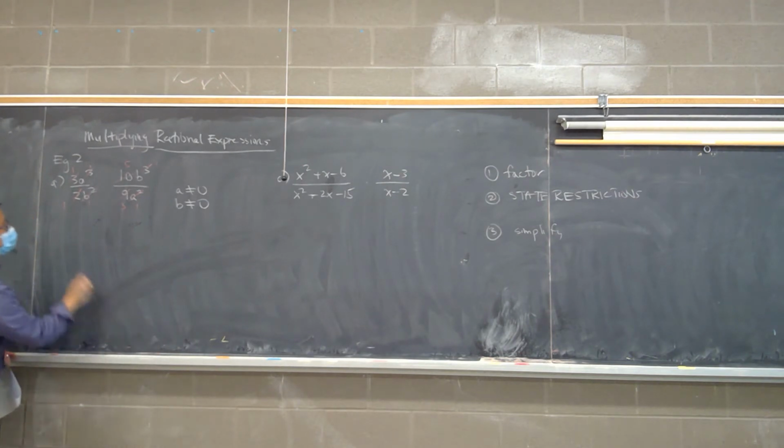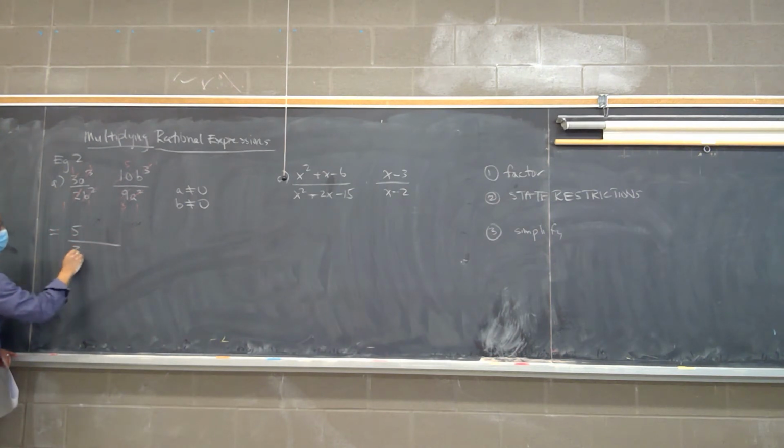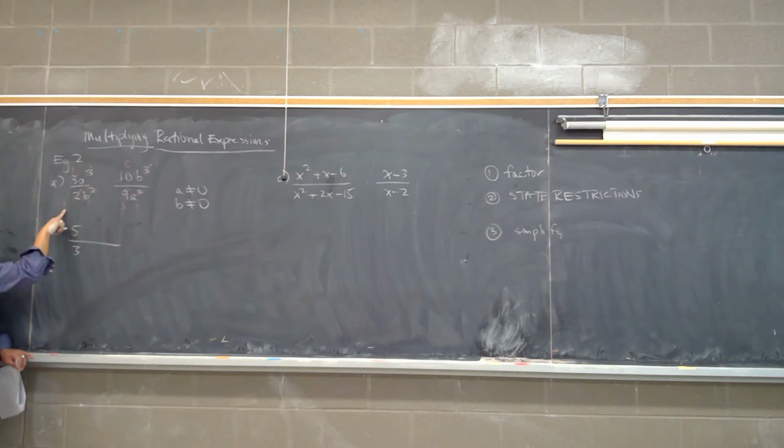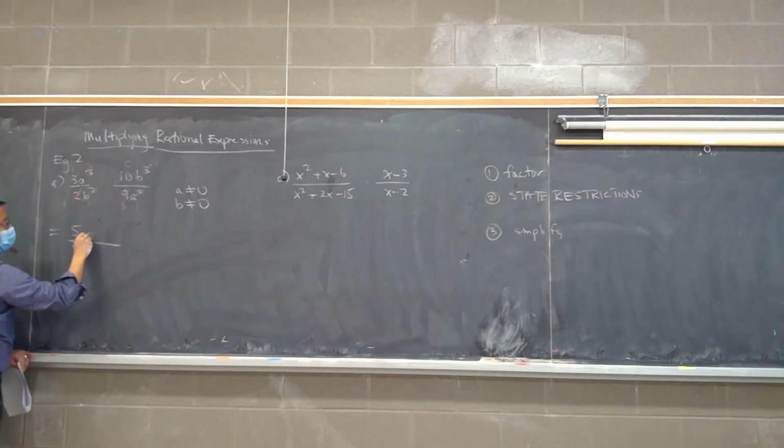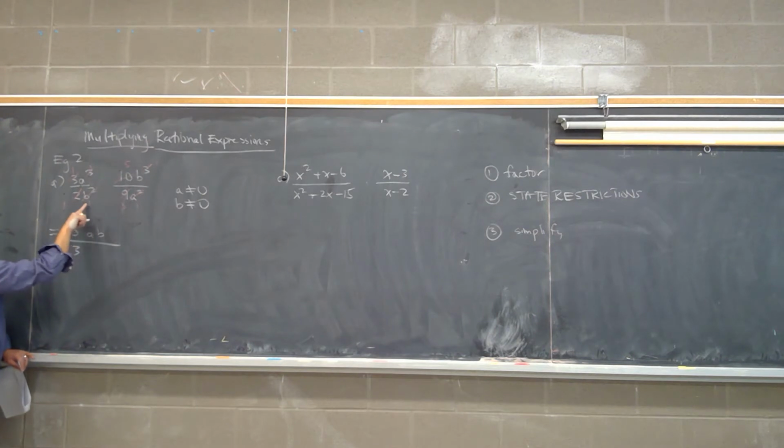So to make it look a little better, let's look at the coefficients. We have 5 over 3. 1 times 5 is 5. 1 times 3 is 3. We have an a, and we have b. Notice these are crossed out because they became 1s. And that is our simplified answer. For some reason, this example, I think, caused some students problems. So just look at it carefully and try to solve.